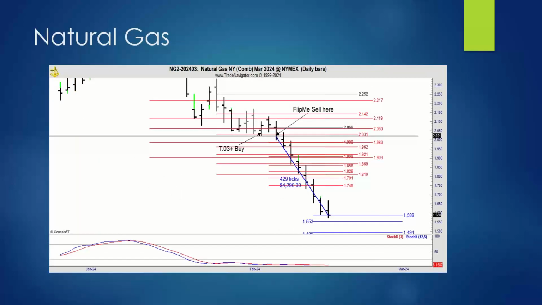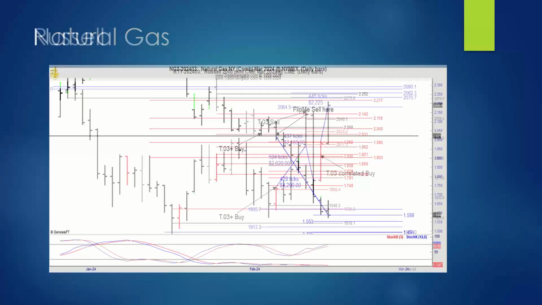Here's natural gas. We've been short natural gas 2 or 3 times in this rundown, and the latest move down, we had a TO3 buy signal, which was elected. It went up, and then within 3 days, in fact, in this case, it was the very first day, it took out the protective stop below that TO3 buy signal, and that's what makes it a flip me signal. So the flip me sell was right there where I put the black line for you to see, and that got us short, and we're now down about $4,200 on that short trade.